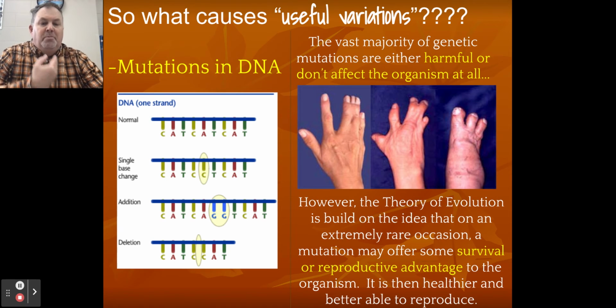The theory of evolution is built on the idea that, on an extremely rare occasion, a mutation can offer some survival or reproductive advantage to the organism, therefore maybe it's healthier or better able to reproduce. That's what we're looking for.